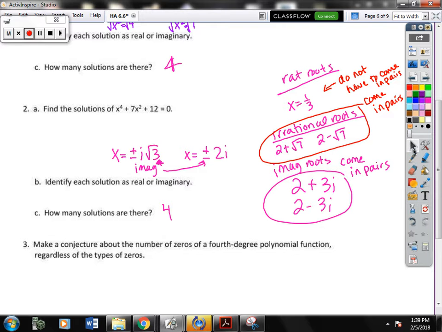And then the conjecture down here about the number of zeros of a 4th degree polynomial, we obviously know that there would be 4 zeros. Now, some of those zeros are going to be imaginary, some of them are going to be real, and that's something we're going to talk about on the back.